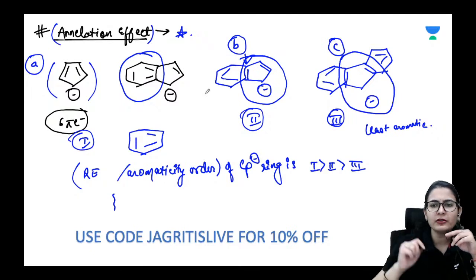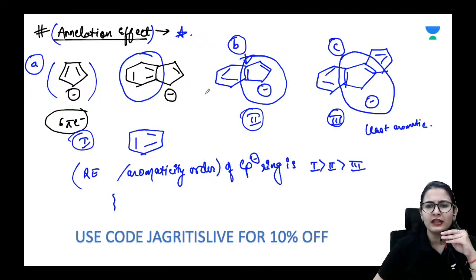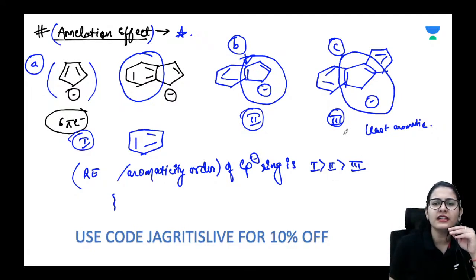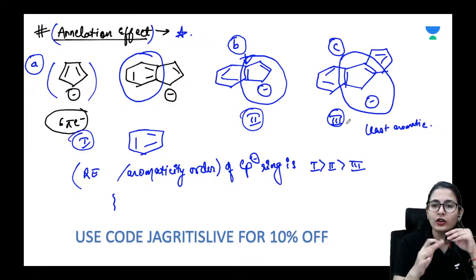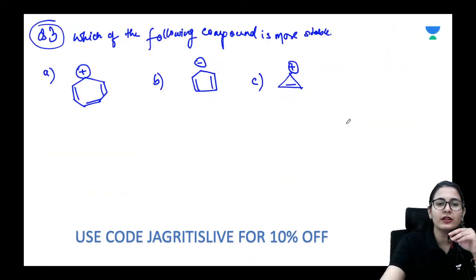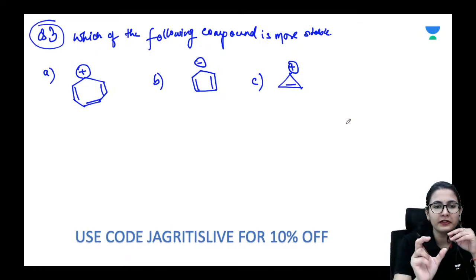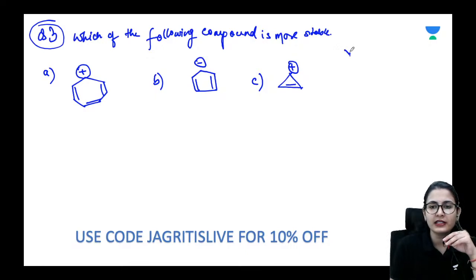यहाँ पे भी तो pi bonds increase हो रहे थे ना? Then why did I say that 3 is going to be least aromatic per ring? Because the number of pi bonds were divided in between the two rings. ठीक है, क्रॉस कॉन्जुगेशन हो रहा है, divided in between two rings. लेकिन यहाँ तो ऐसा नहीं हो रहा. Here in just one ring you are increasing the conjugation, so definitely the order of stability is going to be A greater than B greater than C.